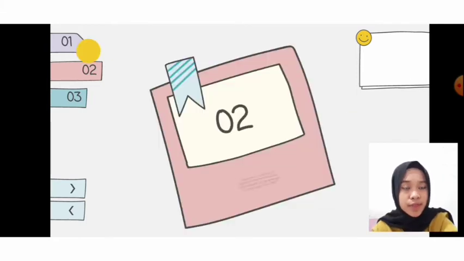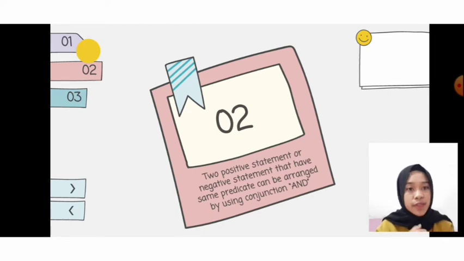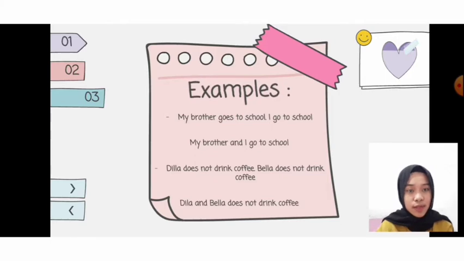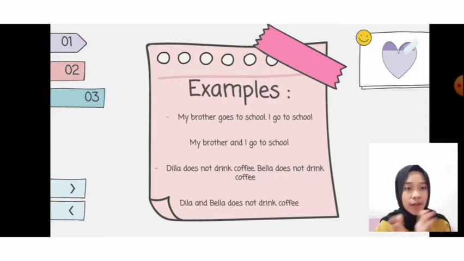And then we move to the next material about two positive statements or negative statements that have the same predicate and can be arranged by using the conjunction and. For example, my brother goes to school, I go to school menjadi my brother and I go to school. Kemudian contoh yang kedua yaitu Dila does not drink coffee. Bella does not drink coffee menjadi Dila and Bella does not drink coffee.